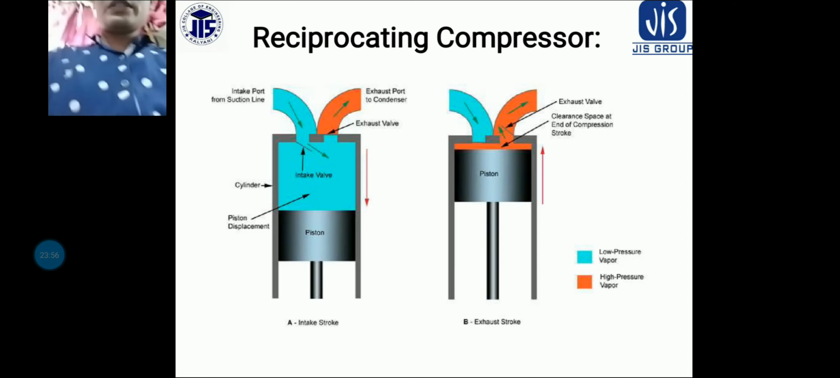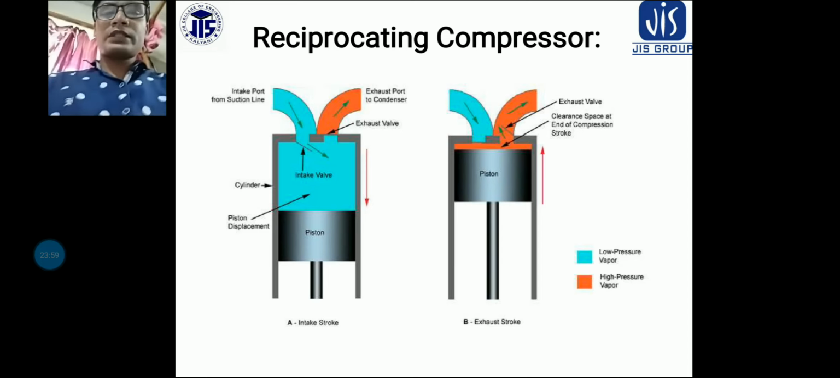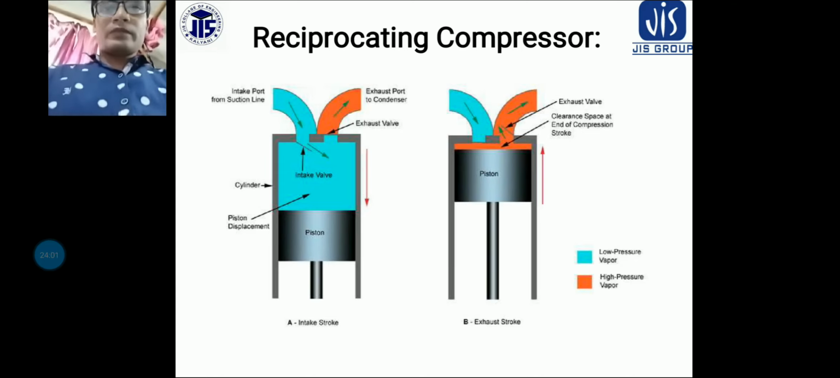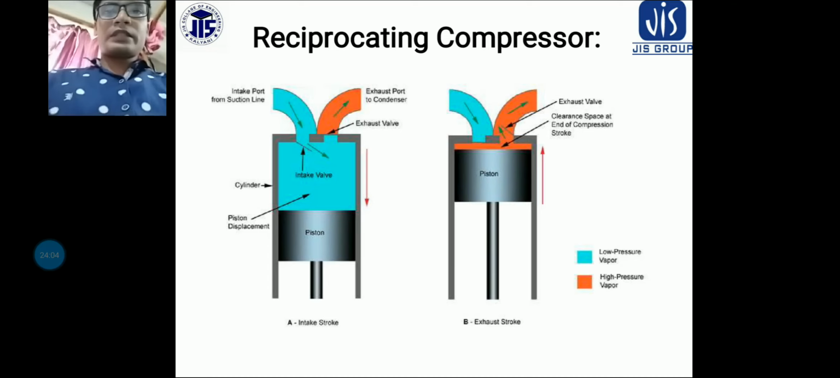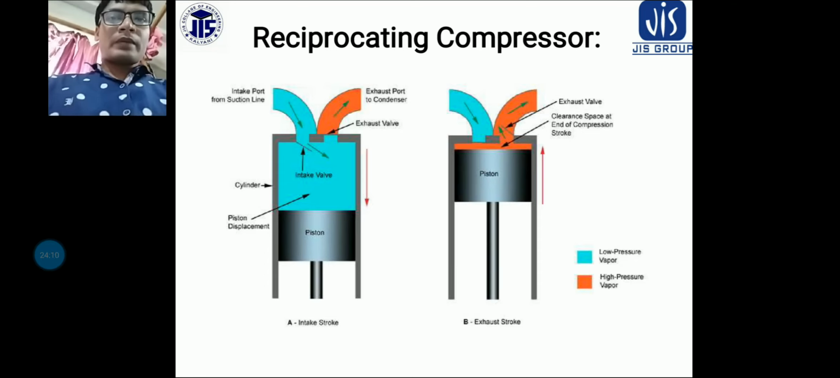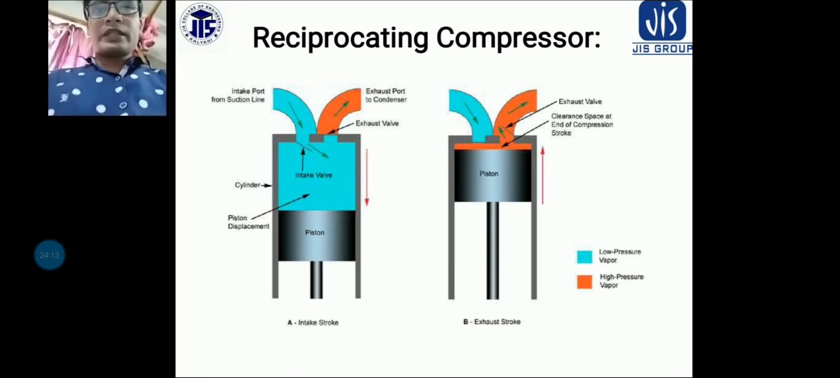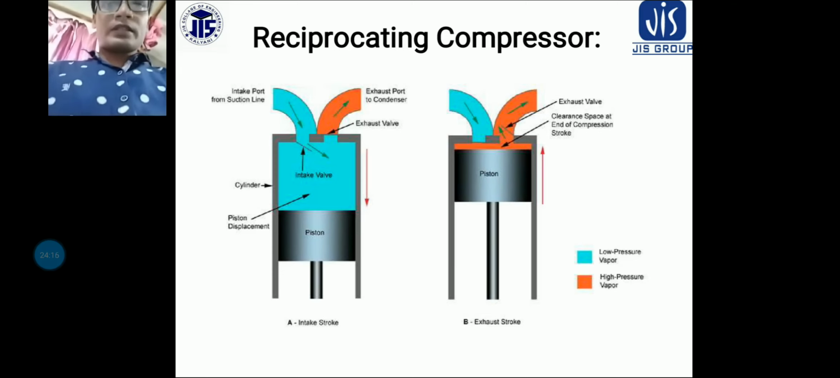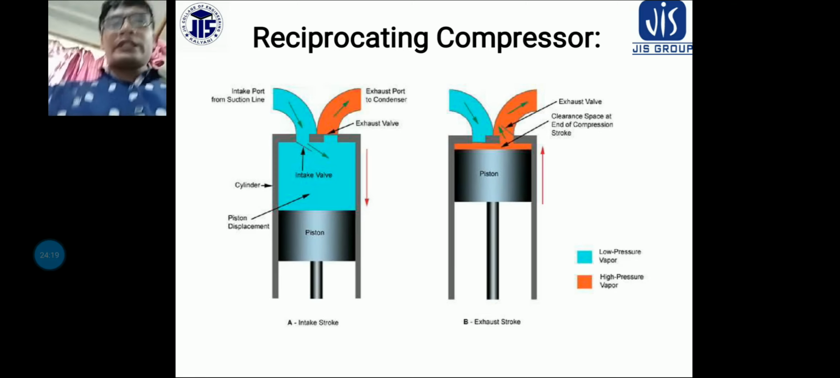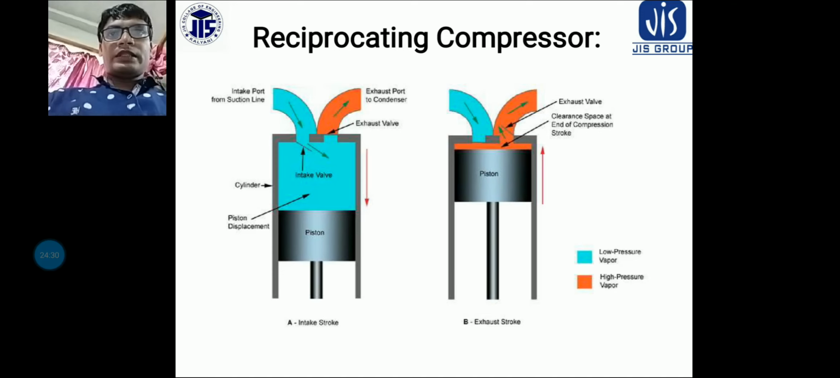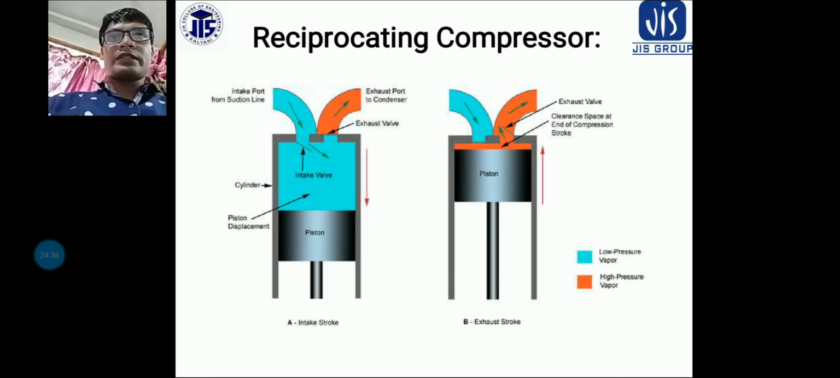Now the types of reciprocating compressor, I can say there are mainly two types of reciprocating compressor: single acting vertical compressor and double acting horizontal compressor. We can divide the double acting horizontal compressor into three types: open type, semi sealed type, and hermetically sealed type. Okay, so these are the types.